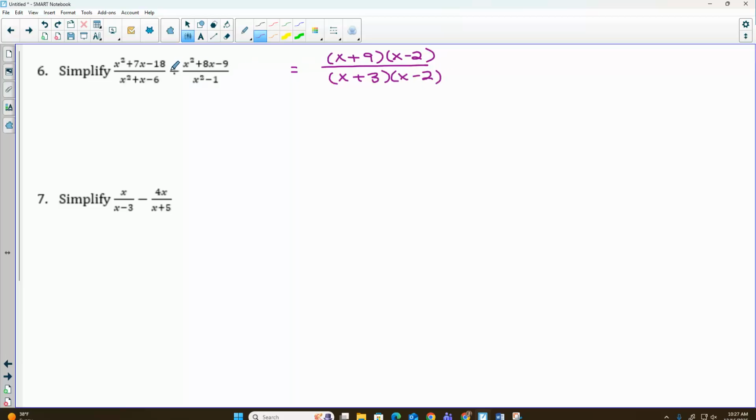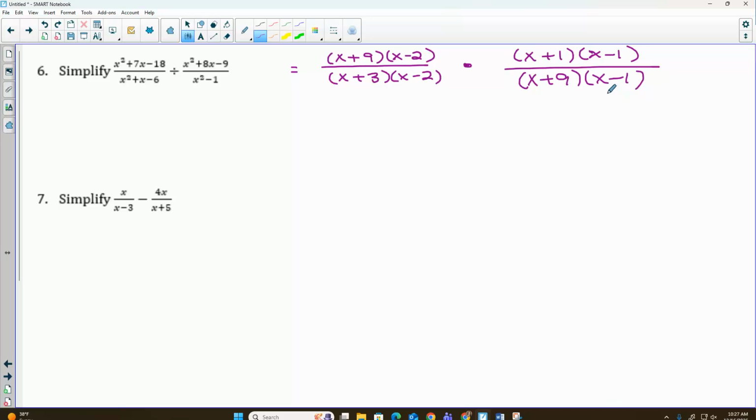If it's divided, what do we have to do here? Flip it. Change the division to multiplication, and we flip this one. So x squared minus 1 would go on top, so difference of squares: x plus 1, x minus 1. The x squared plus 8x minus 9 goes on the bottom. So multiply to negative 9, add to positive 8 would be positive 9, negative 1.